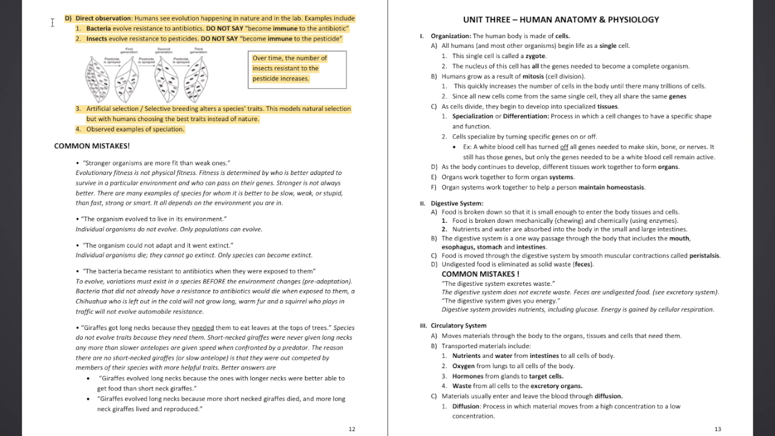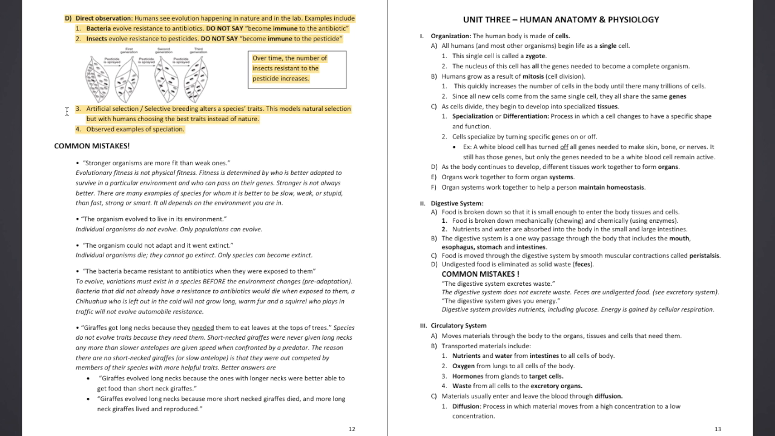D. Direct observation. Humans see evolution happening in nature and in the lab. Examples include: 1. Bacteria evolve resistance to antibiotics. Do not say become immune to the antibiotic. 2. Insects evolve resistance to pesticides. Do not say become immune to the pesticide. Over time, the number of insects resistant to the pesticide increases.